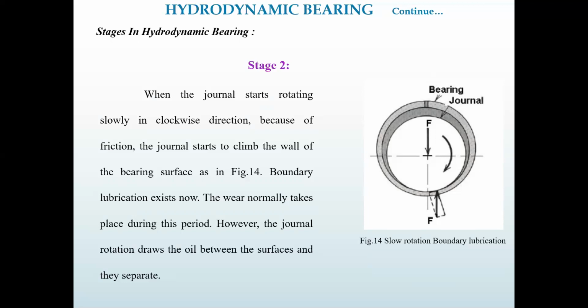In this condition, or this is the second stage where actually the journal tries to climb over the layers of fluid film. Okay, so here what happens is that the shaft tries to rotate. Initially the bearing and shaft both have metal to metal contact. And because of that metal to metal contact, the shaft tries to climb over the journal.